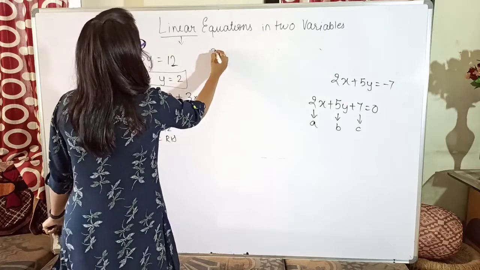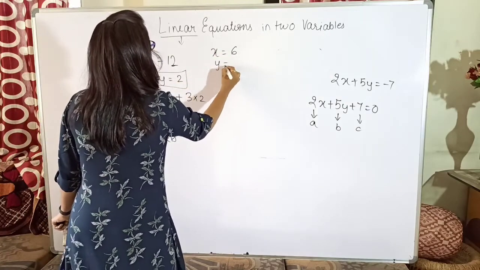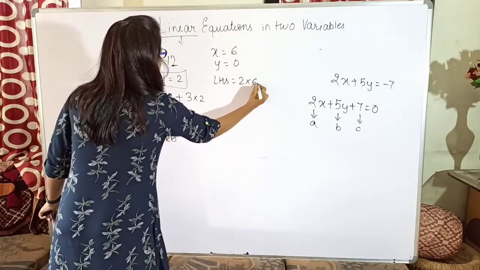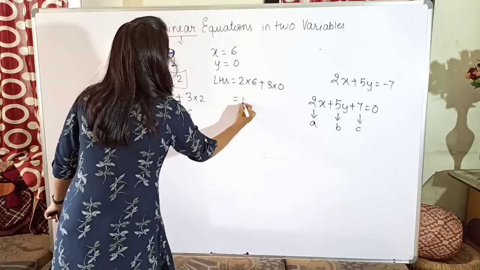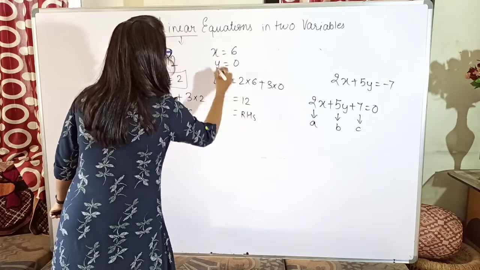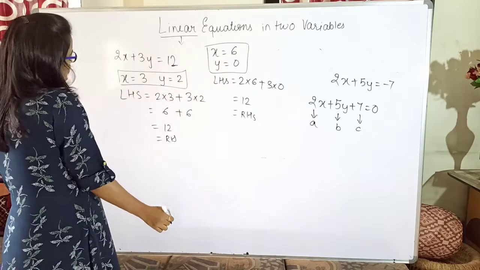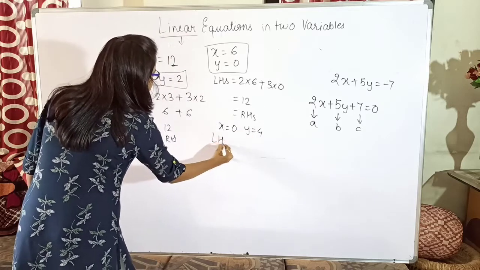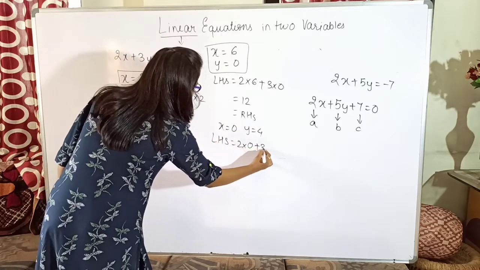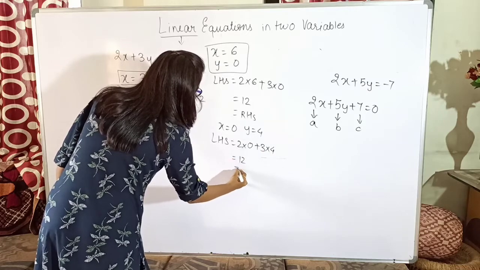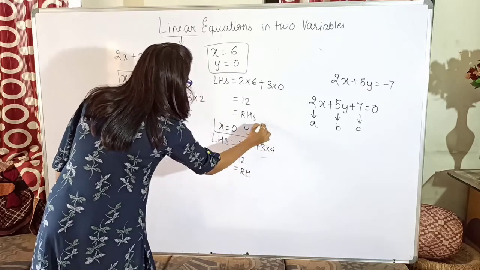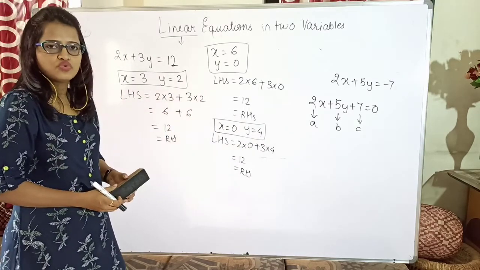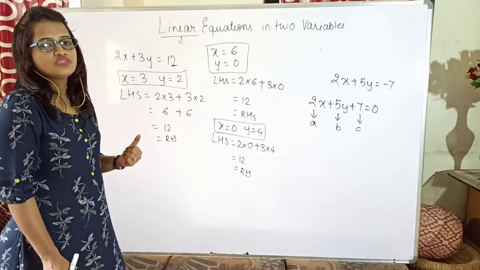What if I take value of x as 6 and value of y as 0? Put it. LHS is equal to 2 into 6 plus 3 into 0, which will again give me 12, which is also equal to RHS. Okay. Any other value? What if I take now x is equal to 0 and y is equal to 4? LHS is equal to 2 into 0 plus 3 into 4, which will again give me 12. Yes, so again this is also a root. So how many such roots can I find? Are there only these 3 roots? No, there are infinite roots in such case.